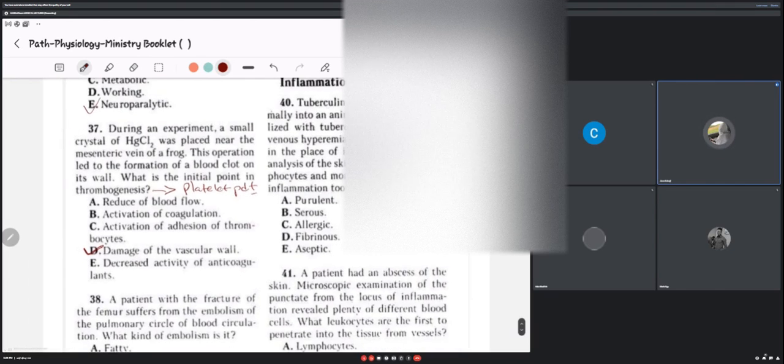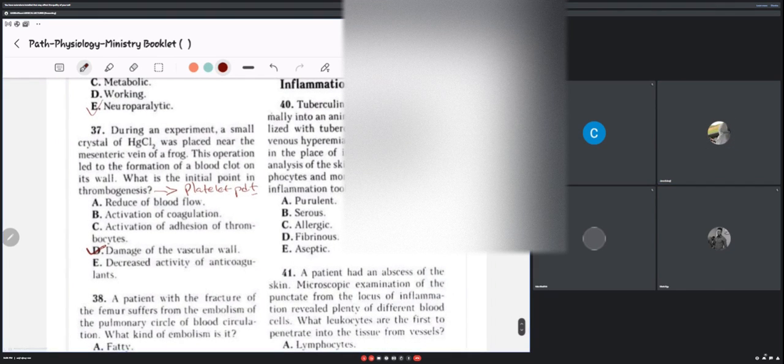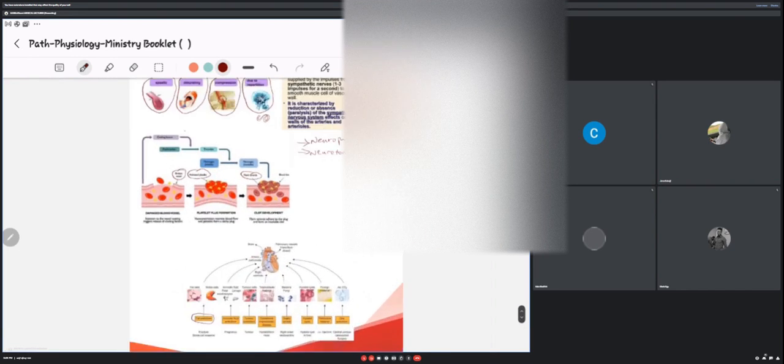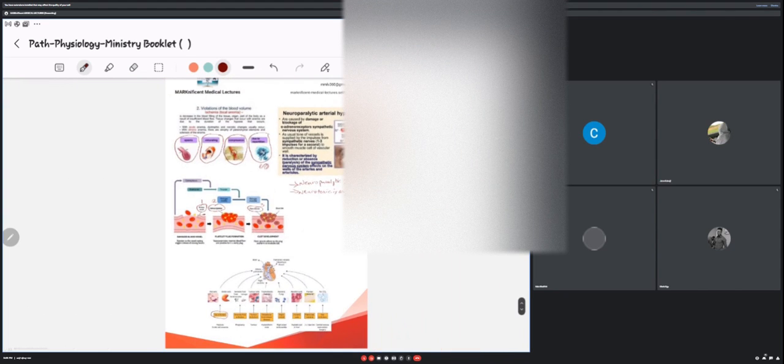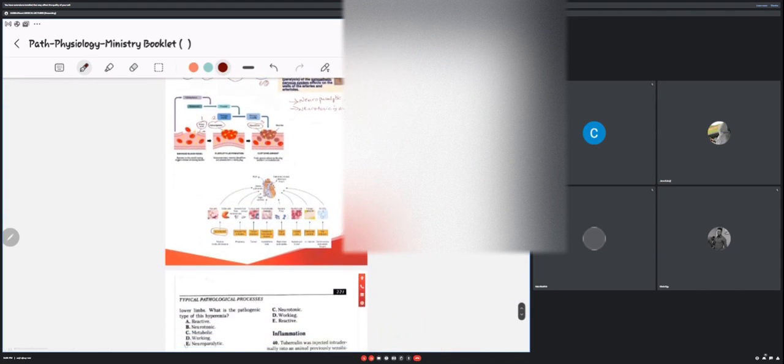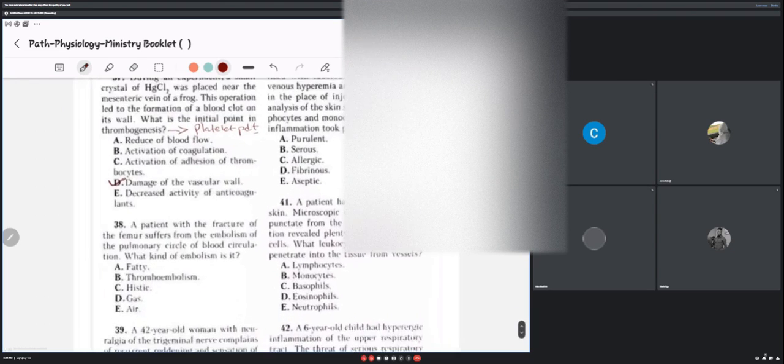But what about option C? That's activation of adhesion of thrombocytes, that's platelets. No, that's like second or third. Let me just show you the picture. Option C was activation of adhesion of thrombocytes, right? That's platelets. So this is first. That's why I had to circle here. This is second, so this is not initial. This is the initial here, the broken vessel. And then the third will be activation of the cascade, that's the fibrinogen cascade. So the initial cause was the injury which occurred on the vessel, that's rupture of the vessel, damage of the vascular wall.